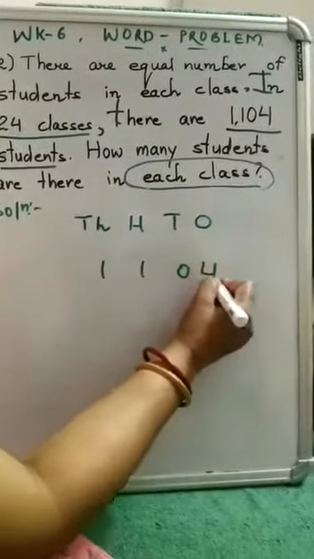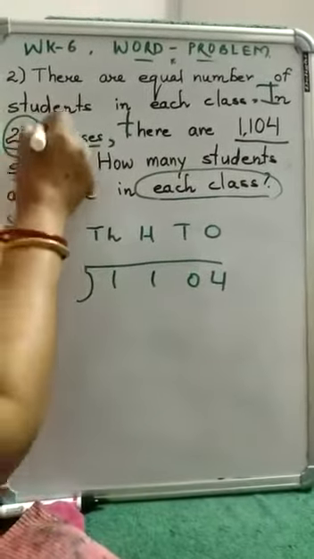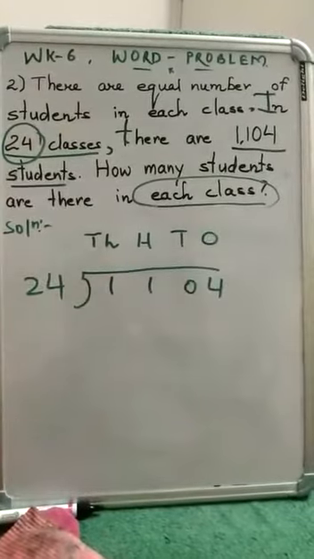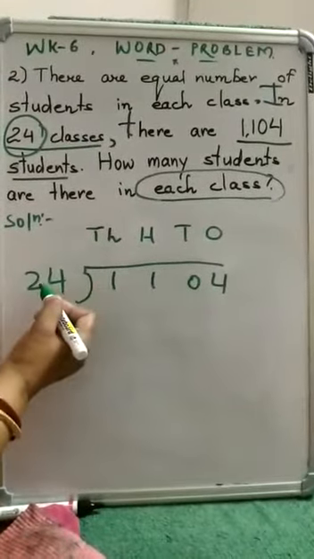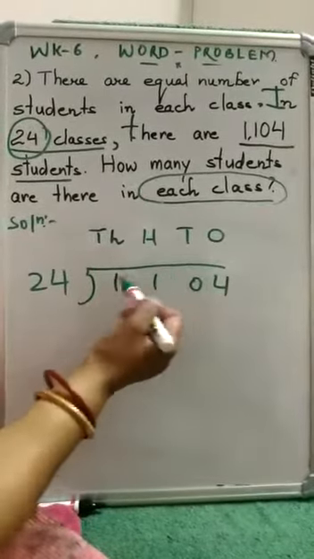1104. It will be divided by what? 24 classes, so that I will be able to find out the number of students in each class. Okay, so here 24 will divide. It divides, so it is the divisor, and 1104 is the dividend.